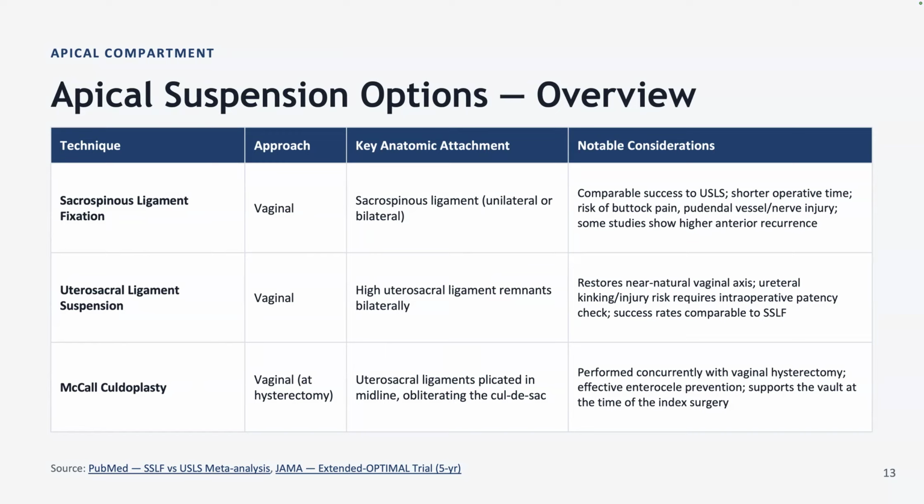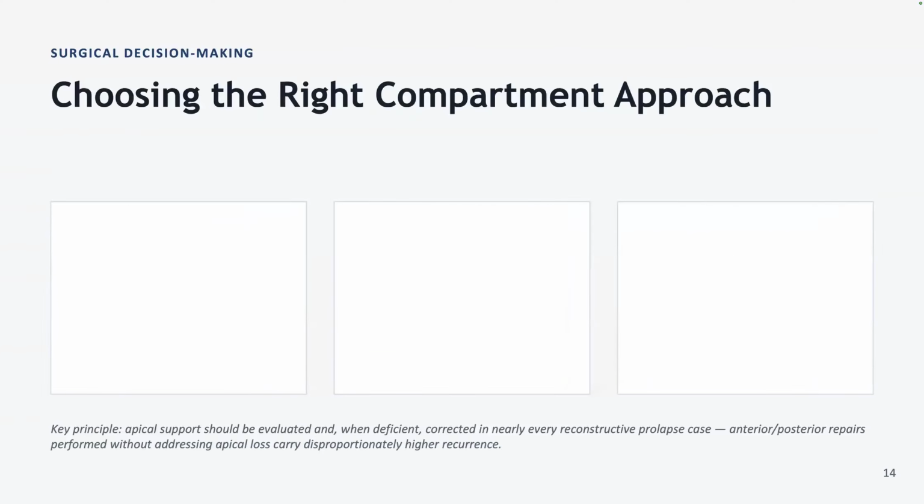Uterosacral ligament suspension: vaginal, high uterosacral plication bilaterally. It restores a near-normal vaginal axis, and there can be a chance of ureteral kinking, so intraoperative patency should be checked. Success rate is good. McCall culdoplasty is where the uterosacrals are plicated in the midline, obliterating the cul-de-sac, and it can be done concurrently with vaginal hysterectomy.